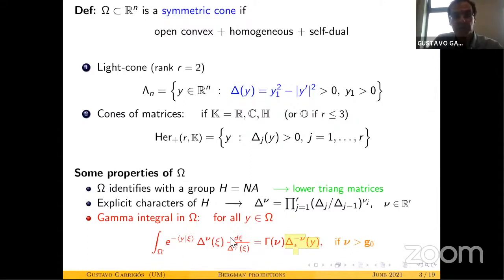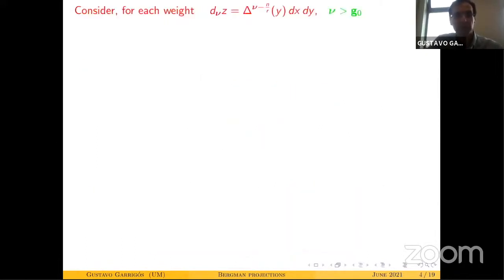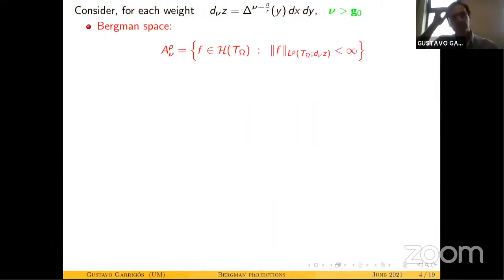In one dimension, this is the invariant measure in the cone. In one dimension, this would be just the power, and this is the usual formula for the gamma function. It can be generalized because of these homogeneity properties of the group into this setting and even in homogeneous cones. Okay, so once I have set these notations about cones and tubes, I define the Bergman space.